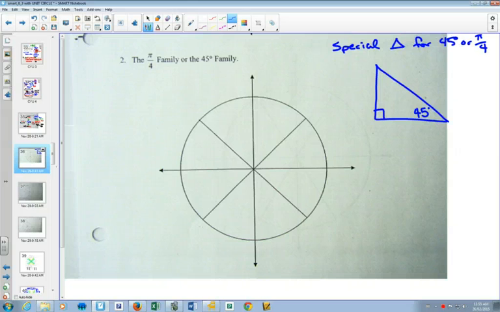If we do that, what's the other angle? Also 45. What's the name of this kind of triangle? Isosceles. Isosceles triangles have two angles that are the same. They also have two sides that are the same.